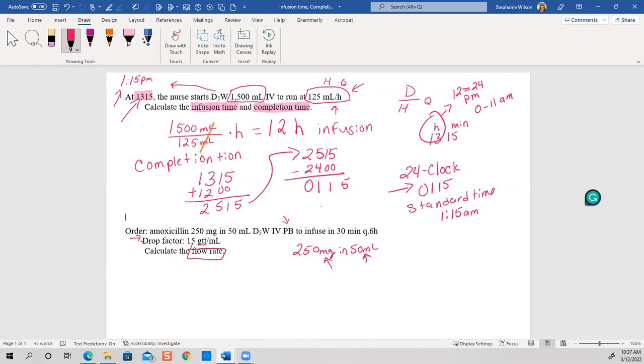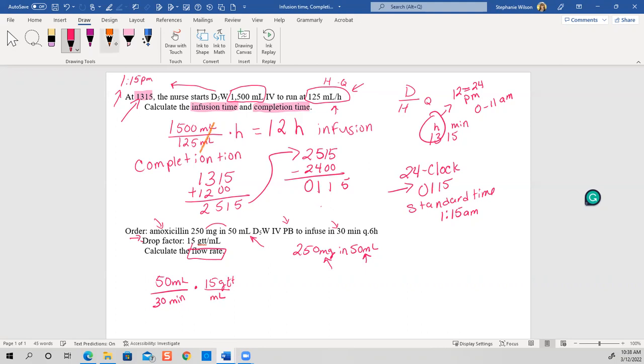So they've already got some kind of infusion going on, and they're going to come and add this antibiotic, and they want to do it over a 30-minute period. Okay. So what I need to do is to know what the flow rate needs to be during that 30-minute interval. So I'm going to take that 50 milliliters and put it over 30 minutes, because that is what we're administering. We're administering the volume over that time. Remember, the 250 milligrams has been taken care of inside that 50 milliliters. And I'm going to multiply it by my drop factor.